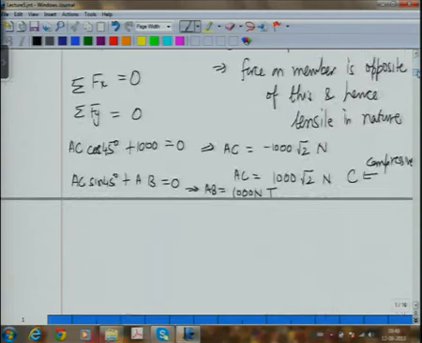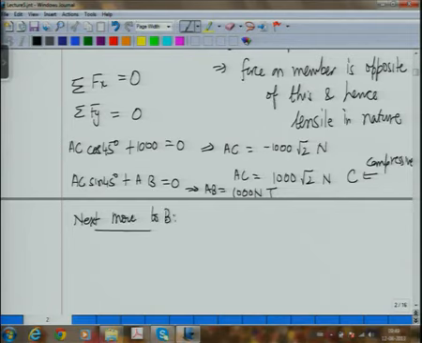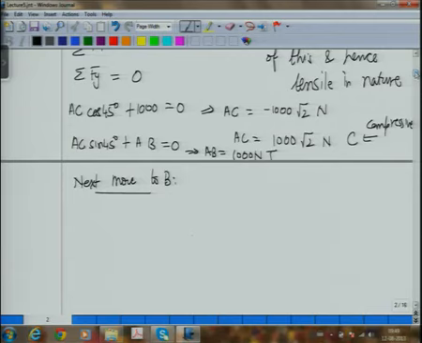So next, when I move to point B, now let's draw the free body diagram of the pin at B. What do I have? On the pin at B, there is a 1000 Newton force which is acting downwards. This is a part of the problem. Okay. Then we have the pin AB. I know this is 1000 newtons and this is actually AB.